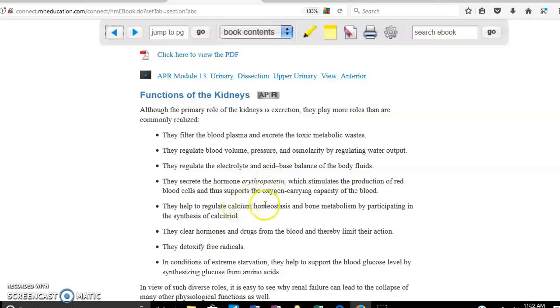Help regulate calcium homeostasis because, again, it helps us eliminate electrolytes and substances such as calcium. They clear hormones and drugs because we filtrate and we secrete these things through urine. They detoxify free radicals, same concept, because we are able to eliminate these things through urine. And in certain situations, it helps us support blood glucose by synthesizing glucose from amino acids. Okay, another function is it helps us in the formation of vitamin D.